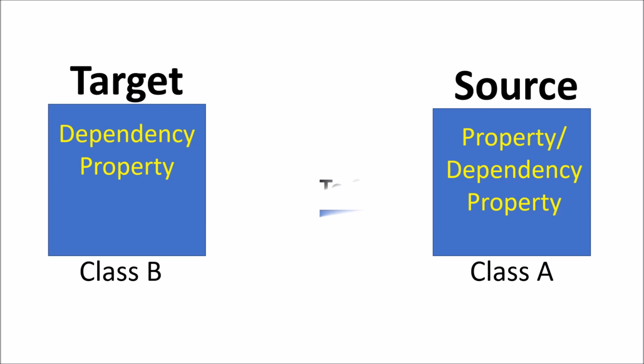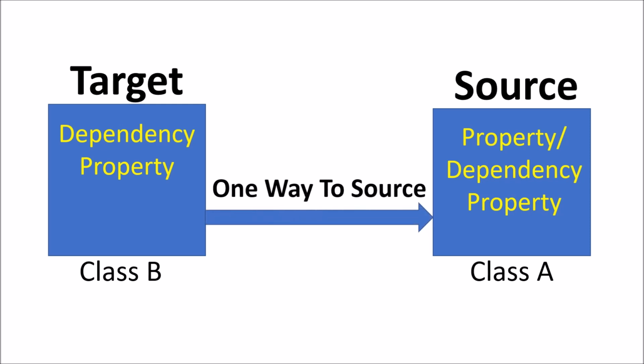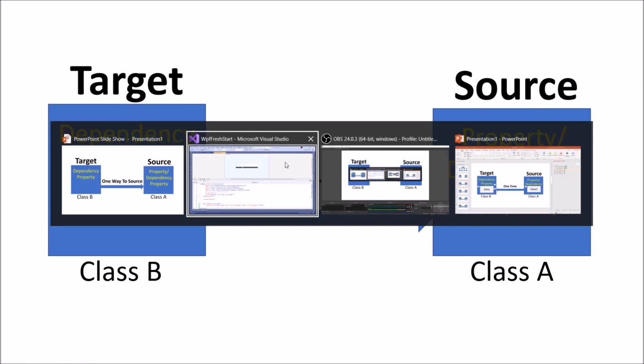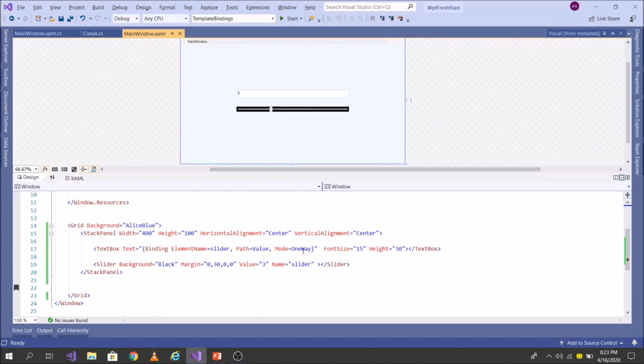The next mode is one way to source. As you can see from the arrow again, here the target is updating the source. Every time you update the target, the source will be updated. But updating the source will not have any impact on the target. Let's come back to Visual Studio to see this in action.